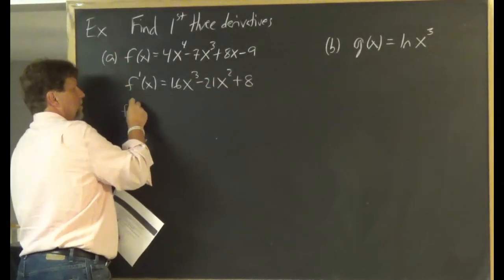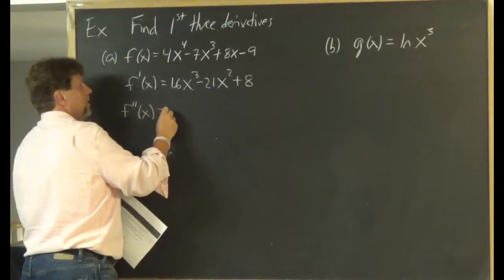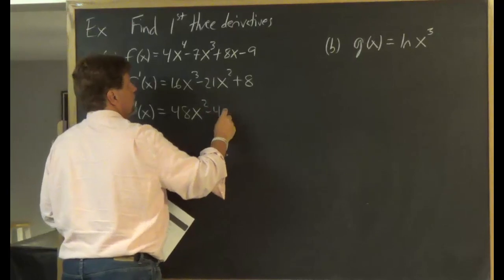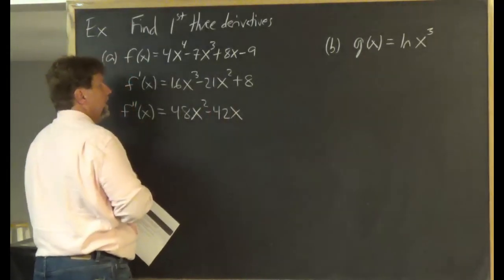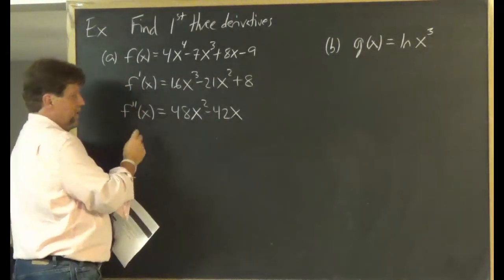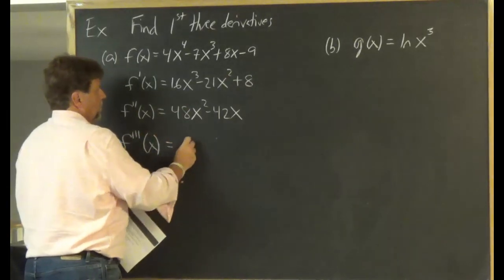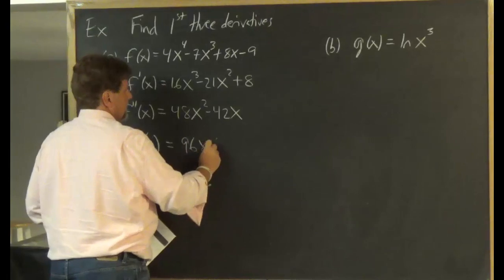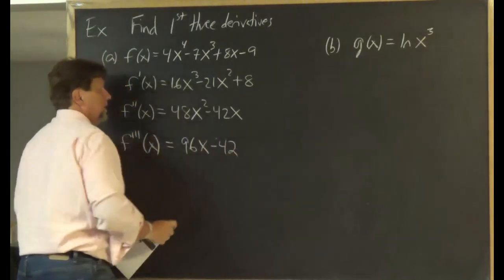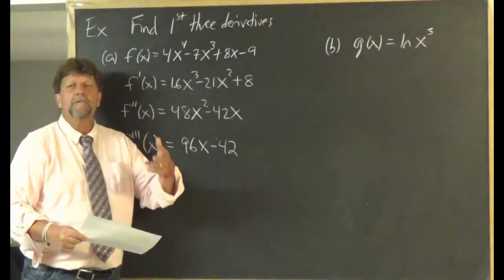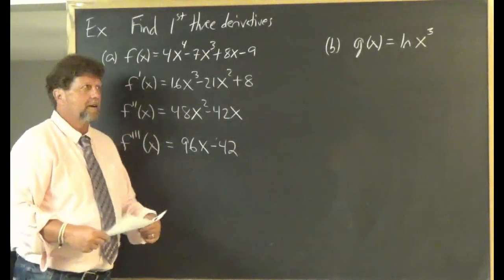Differentiate that, that will give us the second derivative, which is 48x squared minus 42x. And then differentiate the second derivative to get the third derivative, which is 96x minus 42. So these higher order derivatives are nothing more than just computing derivatives of derivatives, and so on.